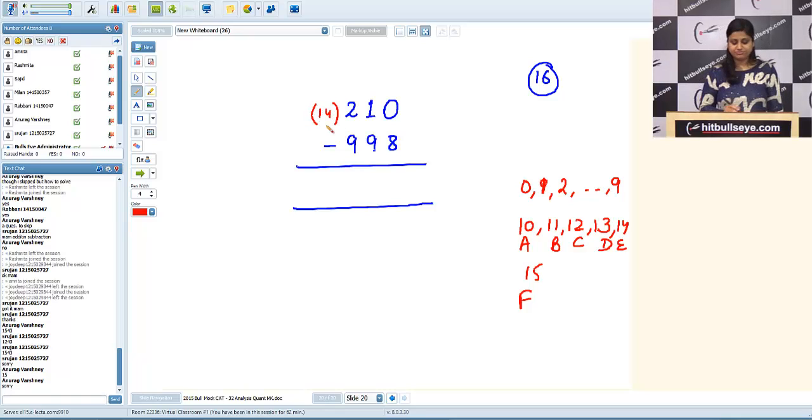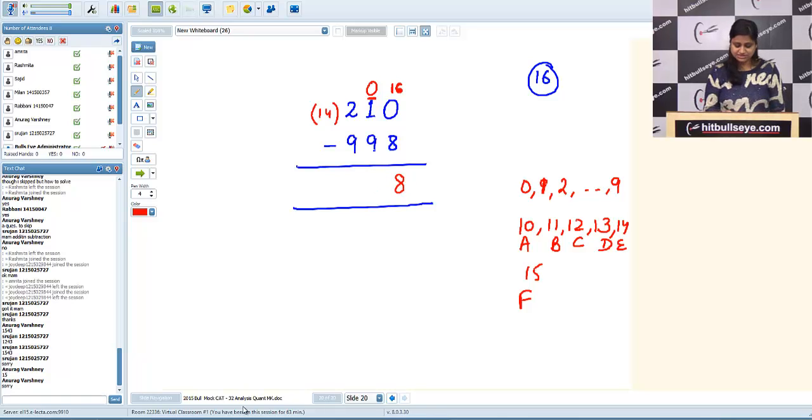Now coming to the subtraction part. From 0, obviously 8 cannot be subtracted, so I'll take a carry. If I take a carry from the previous place, it will become 0 here, and this carry will become 16 here. See, whenever a base is moving from right to left, it will become a carry. But if you are taking a carry from left to right, it will become the base. Clear? So from 16 we can subtract 8.